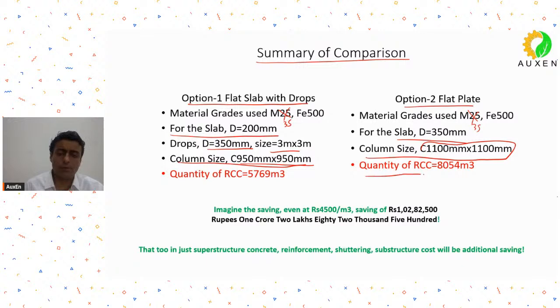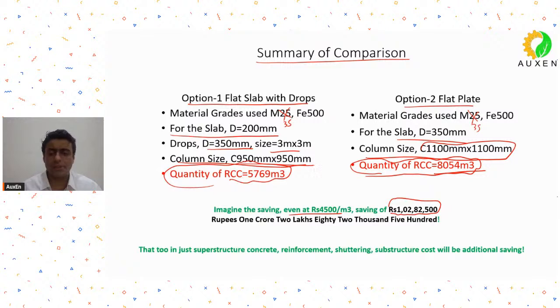If overall I compare the quantity, my RCC quantity alone for the superstructure comes out to be around 8050 cubic meters of concrete if I'm providing a flat plate system. Compare it with flat slab with drops, I can manage it in 5769 cubic meters. Imagine this is the quantity we are looking at just for the superstructure. Even if I consider rupees 4500 per cubic meter, I can save around 1 crore rupees just in the superstructure, and that too just in the concrete. I have not even calculated the reinforcement, the shuttering, and the additional substructure cost.